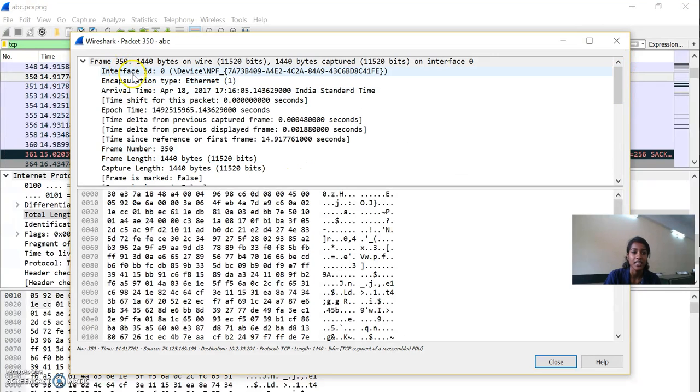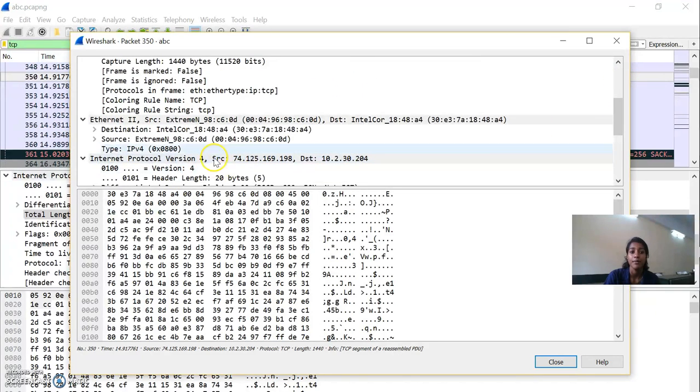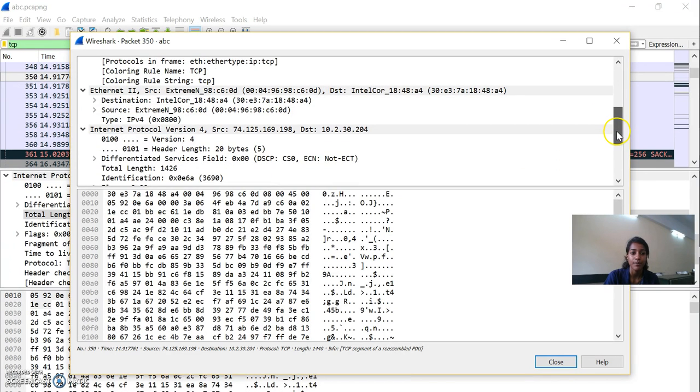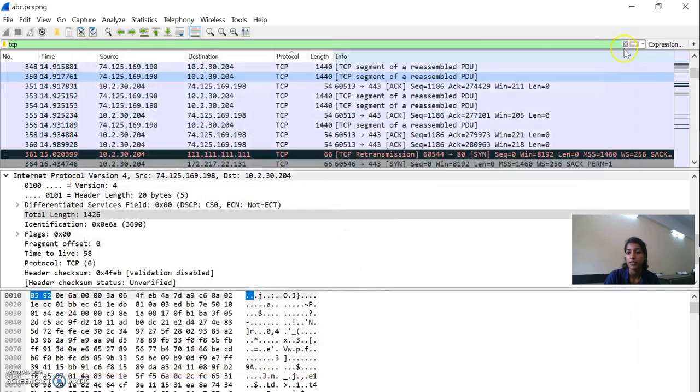So just like the interface ID is given, encapsulation type is also given, the capture length, frame length is given. You can see the data are a bit different, but here the type will be IPv4 only, version is v4 only, and the header length is still 20 bytes, and total length is also 1426 bytes. So I hope you understood this. Moving on to the next question.